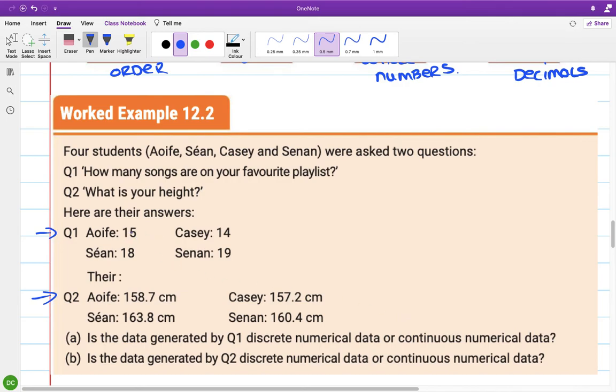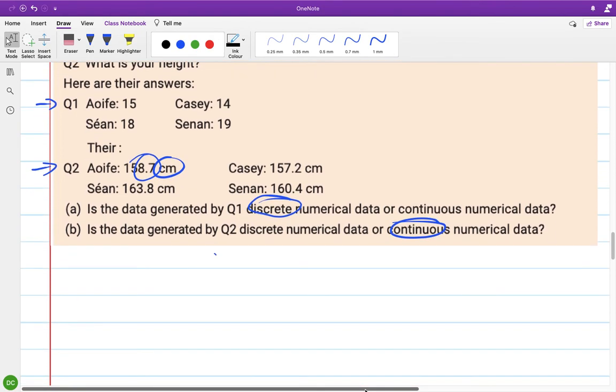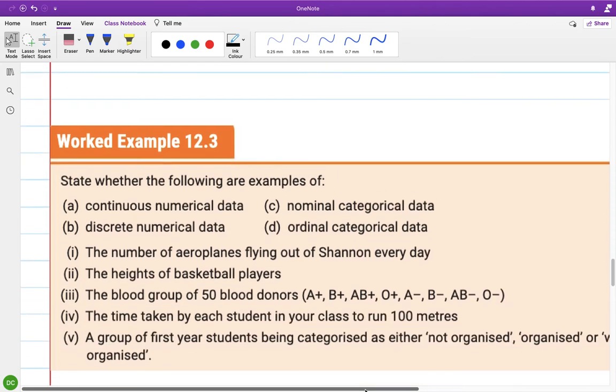Okay, the number of songs on the playlist, you can see it. They're all whole numbers. They don't have units. If you think about the question, the number of songs in your playlist, you're not going to say I have 4.5 songs. You have 4 songs, or else you put on the 5th song. So it has to be whole numbers. So that is discrete data. Second one has units and has decimals. Okay, that's continuous data. Okay, so hopefully that makes sense.